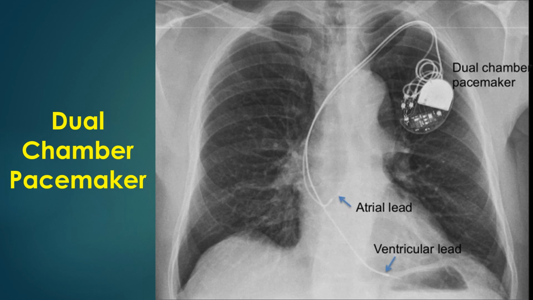The dual chamber pacemaker pulse generator is seen in the left infraclavicular region. The leads are seen traversing the left subclavian into the left brachiocephalic vein to the superior vena cava and then to the right atrium and right ventricle.